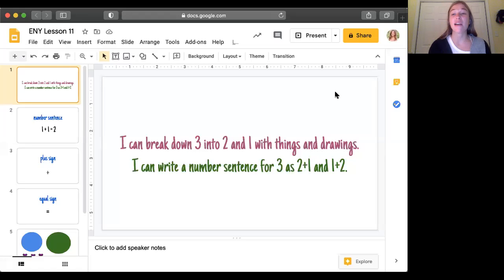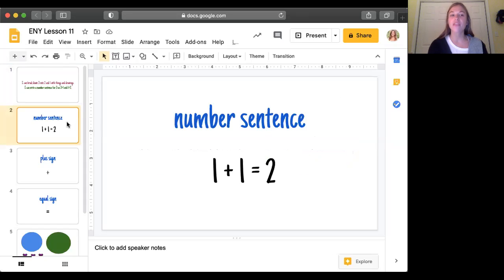So I'm going to say that one more time so we know what we're trying to achieve today. I can break down 3 into 2 and 1 with things and drawings. And I can write a number sentence for 3 as 2 plus 1 and 1 plus 2. So scholars, I know that in those I can statements, there might be some vocabulary that we do not know yet. So we're learning about a number sentence today.